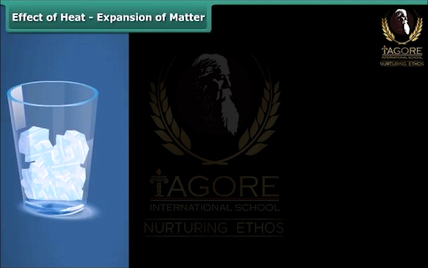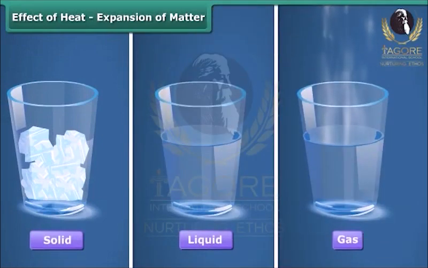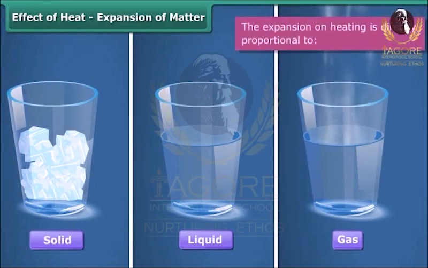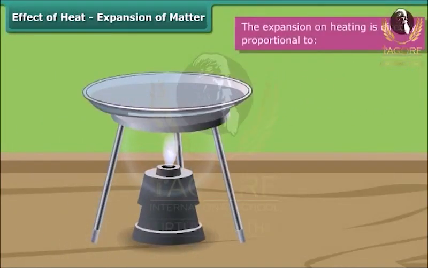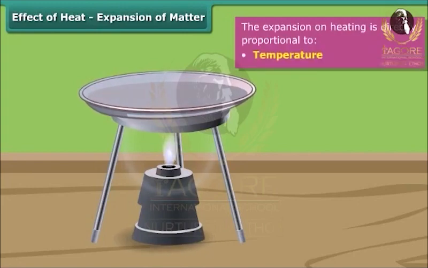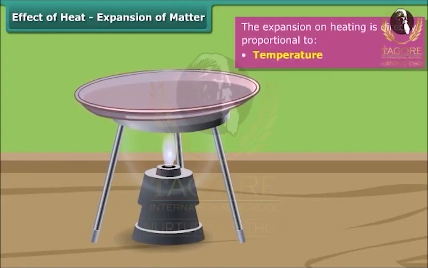Matter exists as solid, liquid, and gas. All the three states of matter expand on heating. The expansion of matter depends on the temperature through which it is heated. In this case, when we heat this plate, the higher the temperature, the more is the expansion.